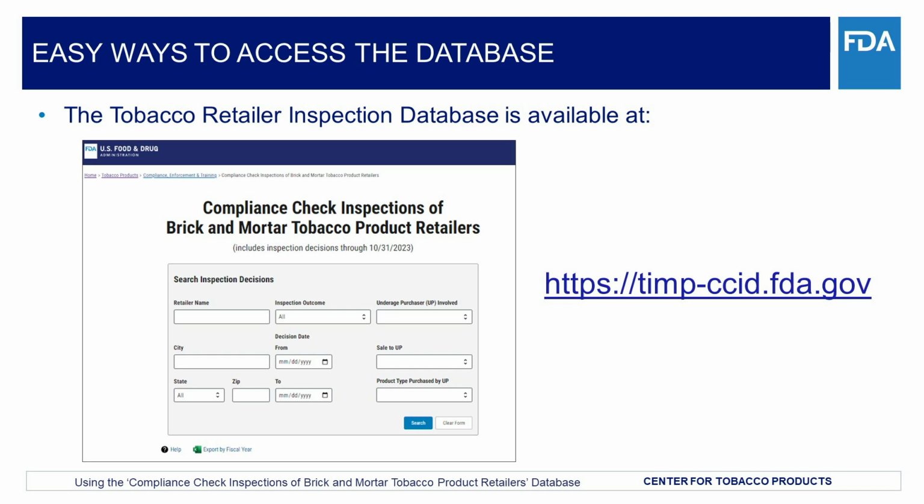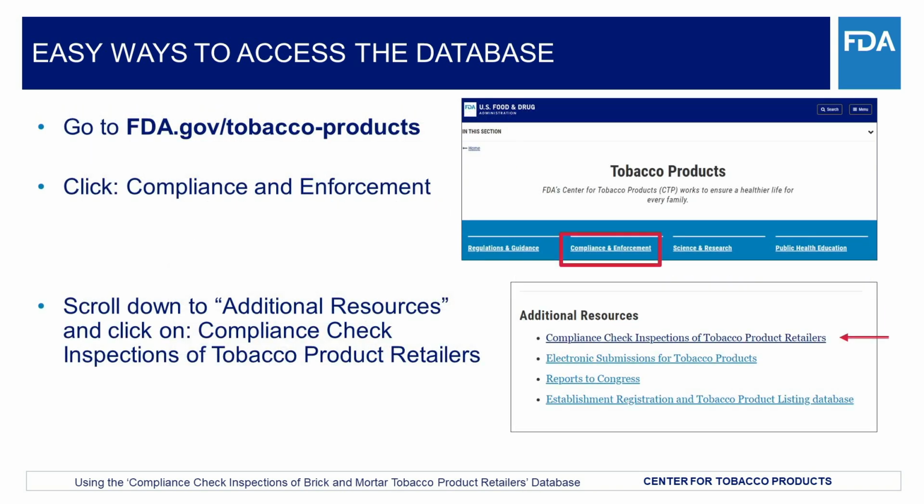There are a few easy ways to access the database. The first is to enter the web address included in this slide and go directly to the website. Another way to find the database is to access it through the FDA website. To begin, go to fda.gov/tobacco-products. From that screen, click on the Compliance and Enforcement section. Once the Compliance and Enforcement screen loads, scroll down the page and find Additional Resources. Listed in these resources is a link to Compliance Check Inspection of Tobacco Product Retailers database. Click on this link to be taken to the inspection database page.